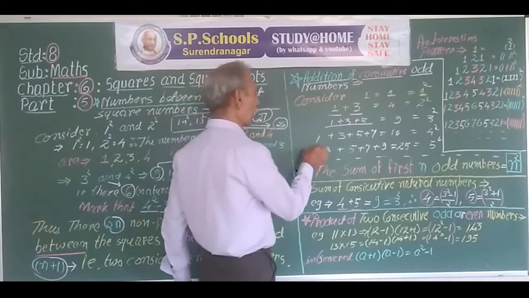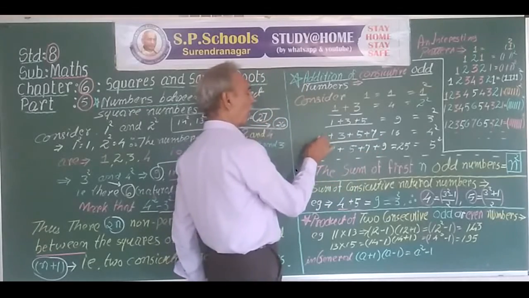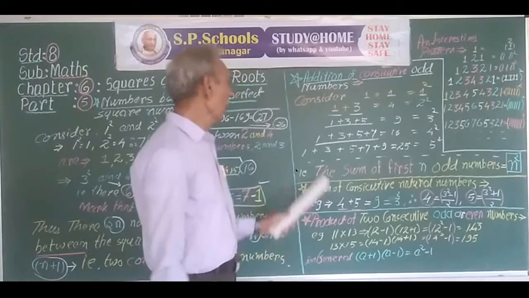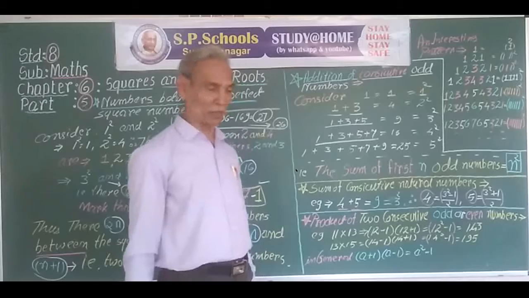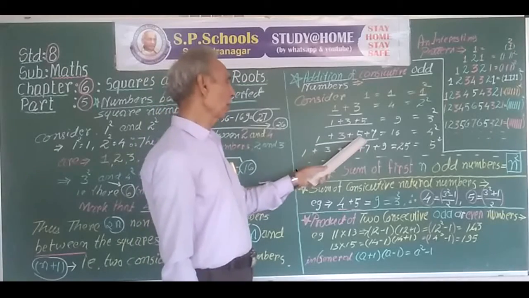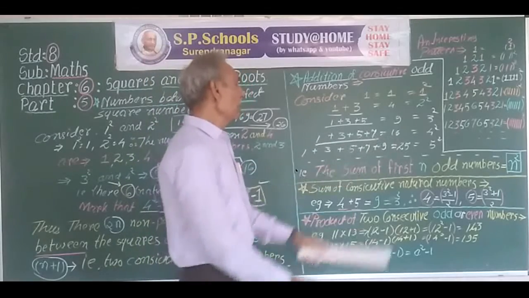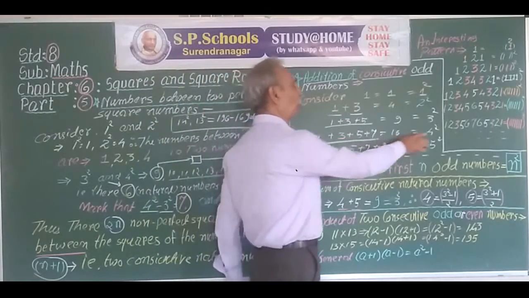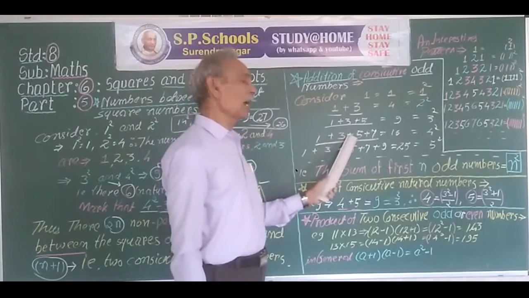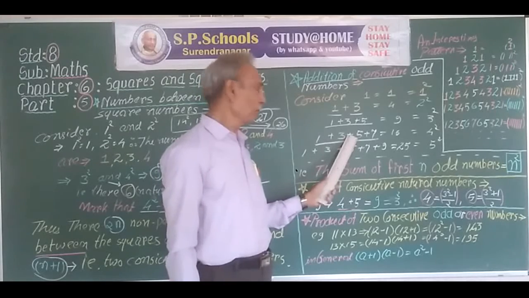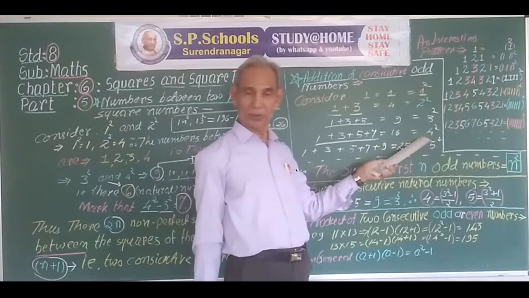Similarly, take the first 4 consecutive odd numbers: first number, second number, third number, fourth number. 1 plus 3 plus 5 plus 7. The sum is 16, which is 4 square. We have taken 4 consecutive odd numbers and added them, and that sum is nothing but the square of 4.